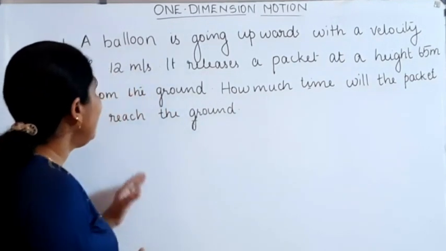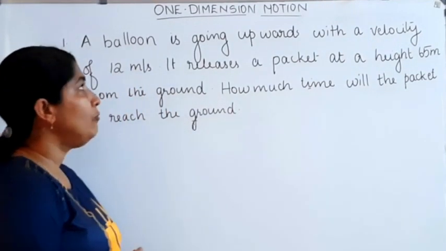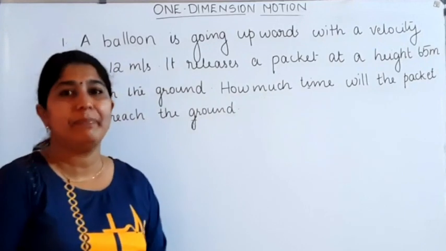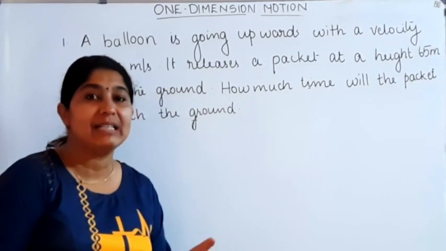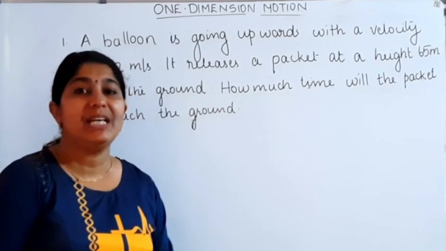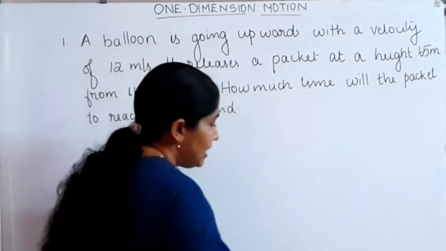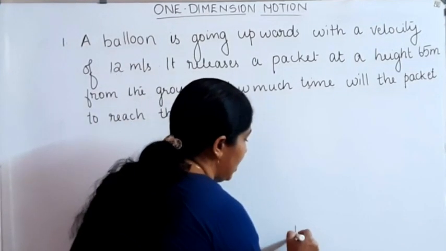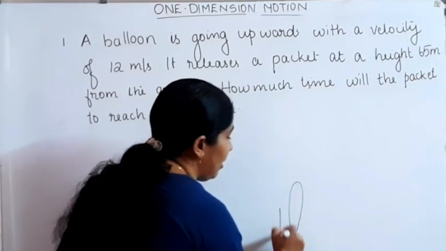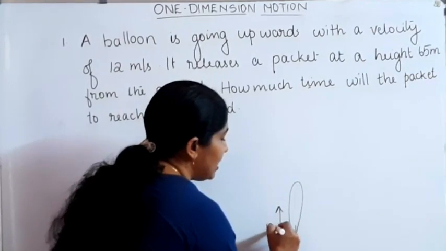Our first question: a balloon which ascends with a velocity of 12 meter per second.